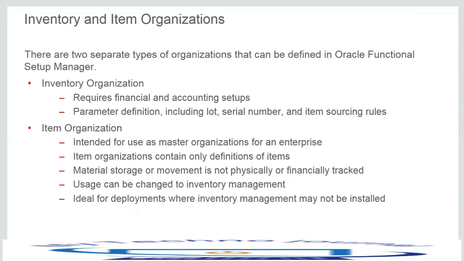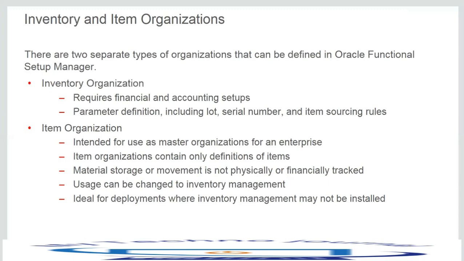For example, you would use an item organization in a retail scenario if you need to know the items that are listed by and sold through each retail outlet, even though the inventory and transactions are recorded in another system. In Oracle's Sales Cloud, item organizations are used to define sales catalogs. Item organizations can be changed by the administrators to an inventory organization by updating certain attributes, but we cannot change an inventory organization into an item organization.